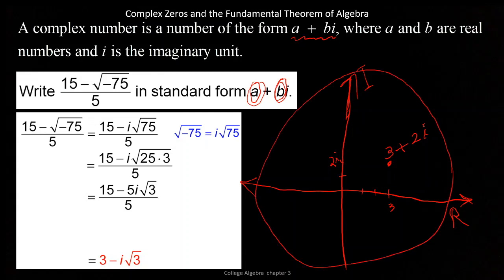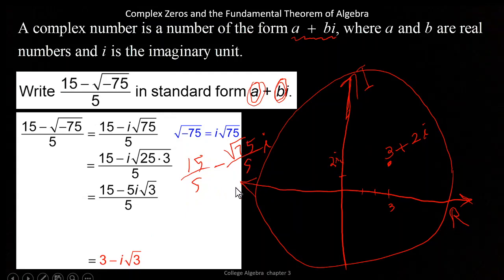All right, so here, this number has a denominator, and this denominator is a common denominator, so we can separate it into two parts. We can think of this as 15 over 5 minus square root of 75 over 5i. Now 15 over 5 is 3. Square root of 75 divided by 5.